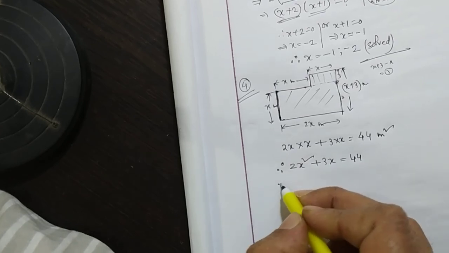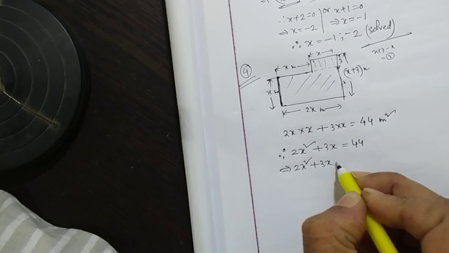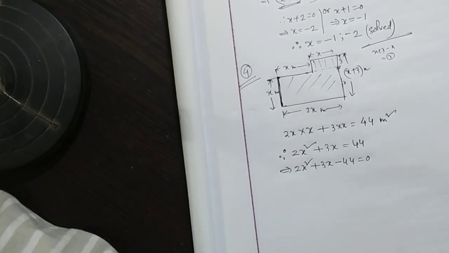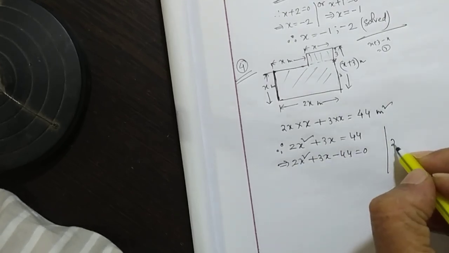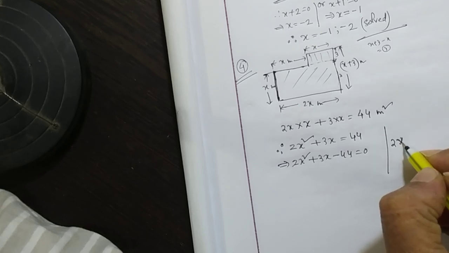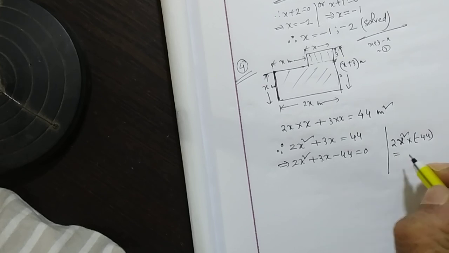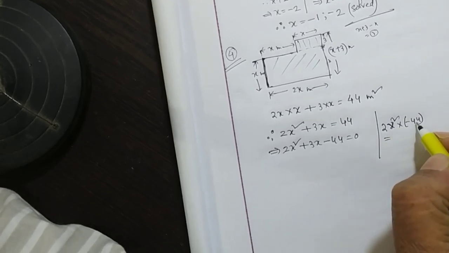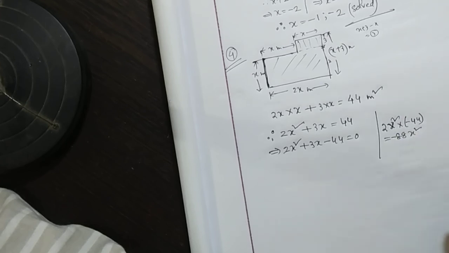Now simplify this equation. Twice x square plus 3x minus 44 is equal to 0. Now look, first and last term. First term is twice x square and last term is minus 44. So the result is the multiplication 2 times 44, that is 88x square, and there is a negative sign behind it.